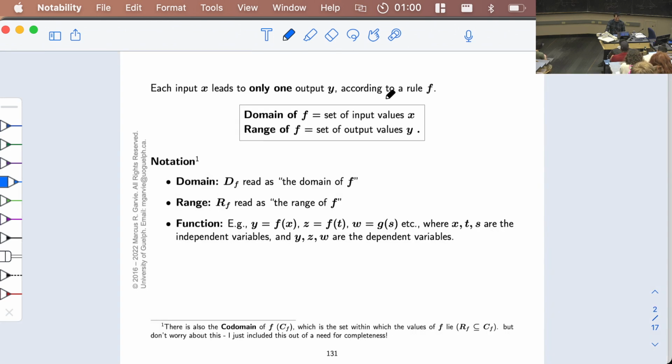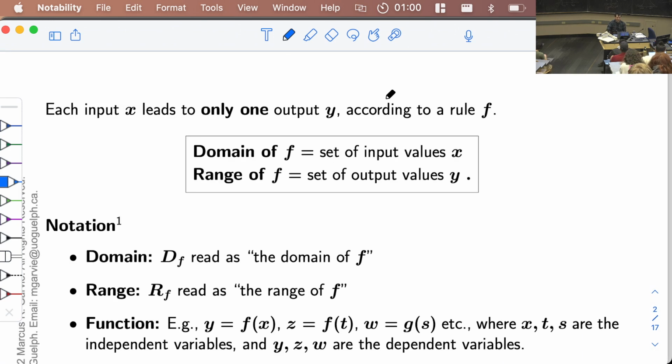So the domain is going to be the possible inputs and the range is going to be the possible outputs. This is nicely written on the next page. The domain of f is the set of input values and the range of f is the set of output values. I would also think about adding the word possible: the possible things you could input, the possible things you could get as an output.